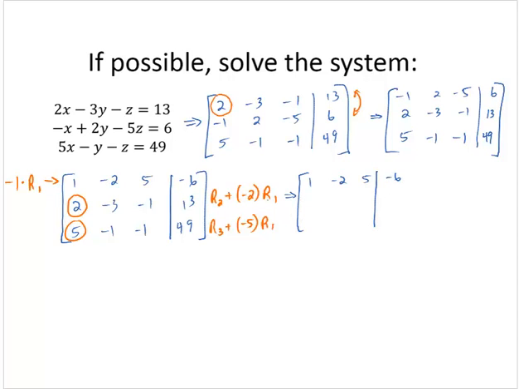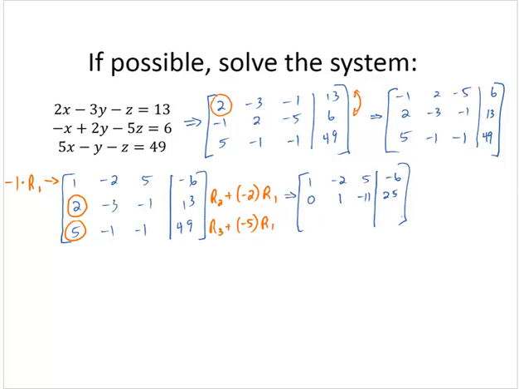Row 2 plus -2 times row 1. 2 plus -2 times 1 is 0. -3 plus -2 times -2 is -3 plus 4, which is 1. -1 plus -2 times 5 is -1 plus -10, which is -11. And 13 plus -2 times -6 is 13 plus 12, which is 25. Now a lot of students make errors with the arithmetic here.